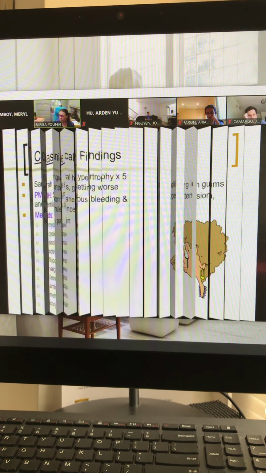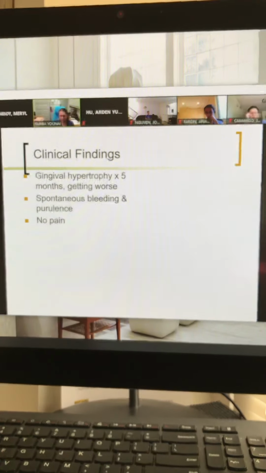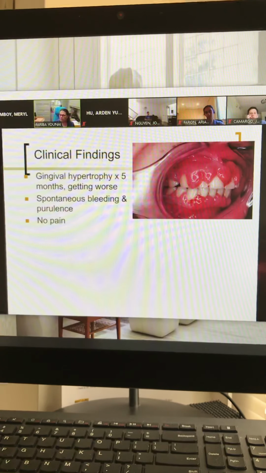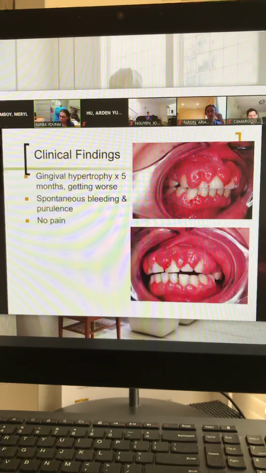Let me show you what is going on in her mouth. For the past 5 months, she's been getting swelling in her gums, and she said that the swelling is getting worse. They bleed spontaneously. She says that she can put her finger on the gums, and when she squeezes, she feels like there is pus coming out. She doesn't have pain, interestingly enough. So that's her gingival presentation.